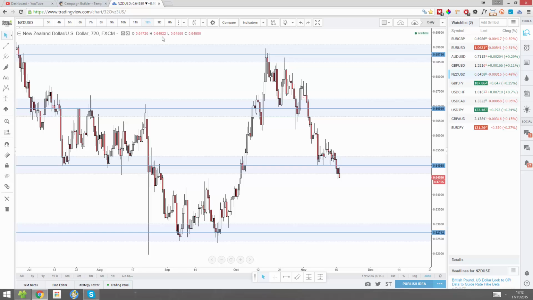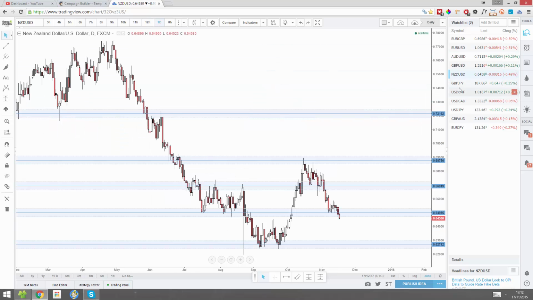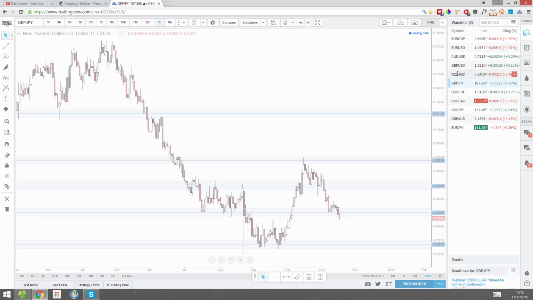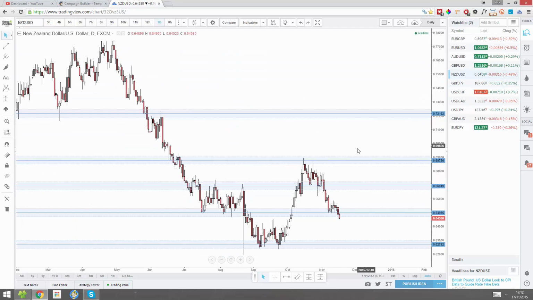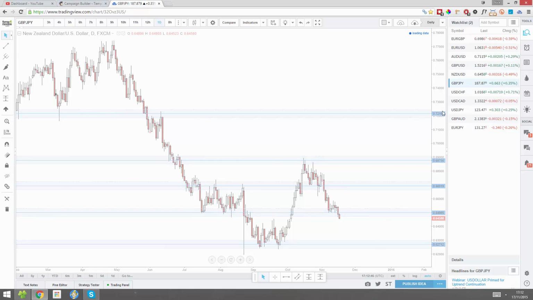Yeah, I don't really see this as anything. It doesn't look like it's worth trading. It doesn't even look like it's going to end up being a potential trade. It looks like it's just pushing through that support area.